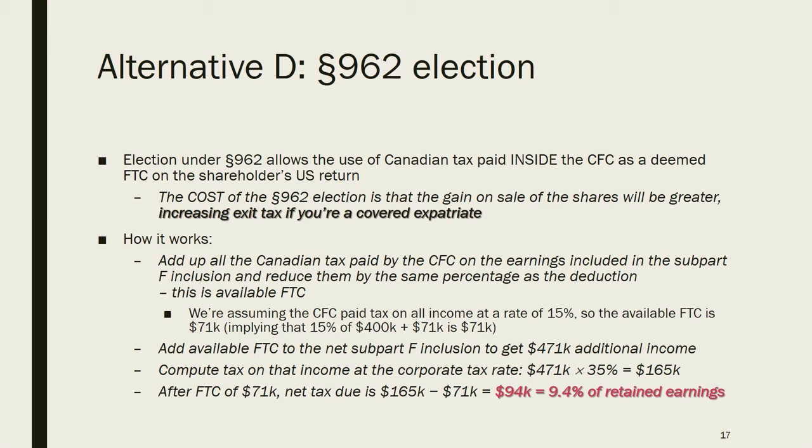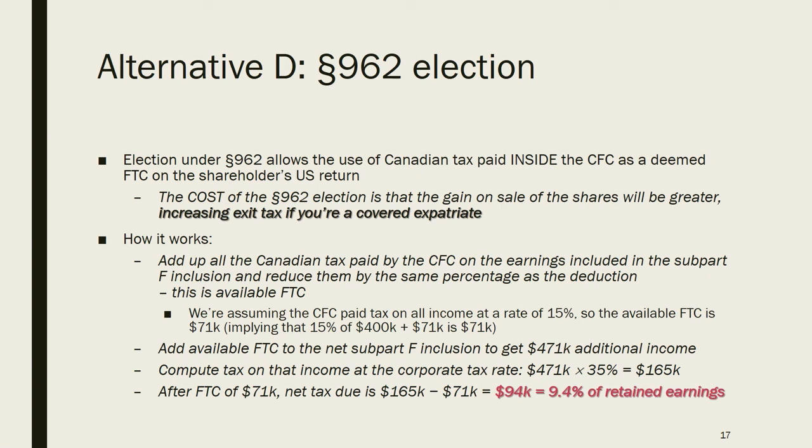Okay. So in order to earn $400,000 after tax in Canada, the company must have earned before tax $471,000. Because if you take $471,000 and take 15% of it, you get $71,000 tax. So we earned $471,000, paid $71,000 in tax to Canada, and we're left with after-tax income of $400,000. So that's basically how we're going to be taxing this $400,000 net subpart F inclusion.